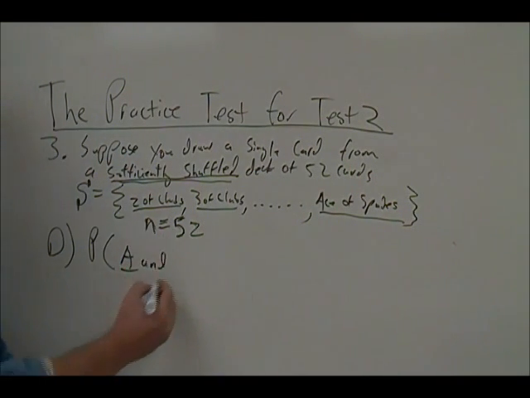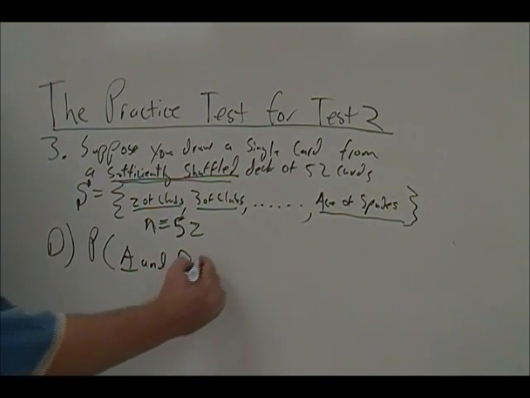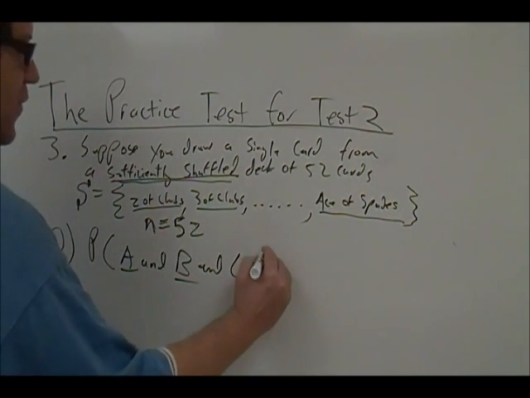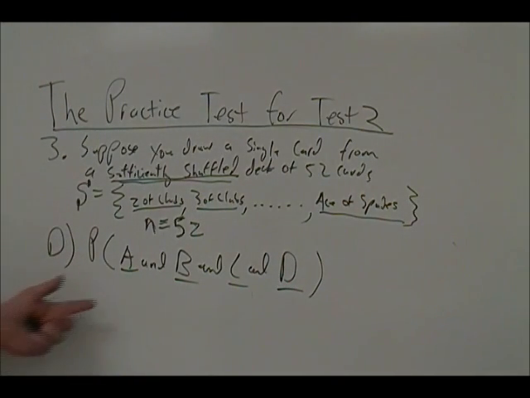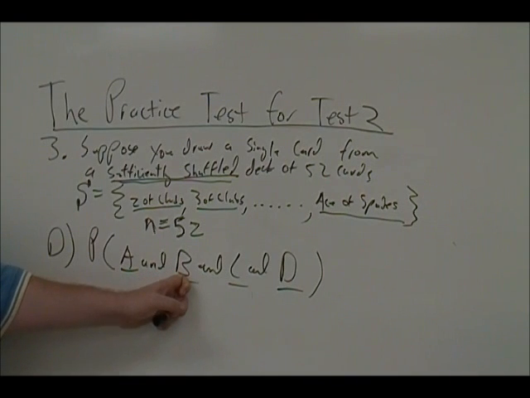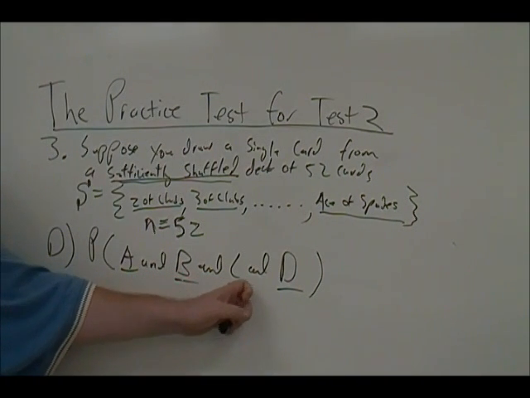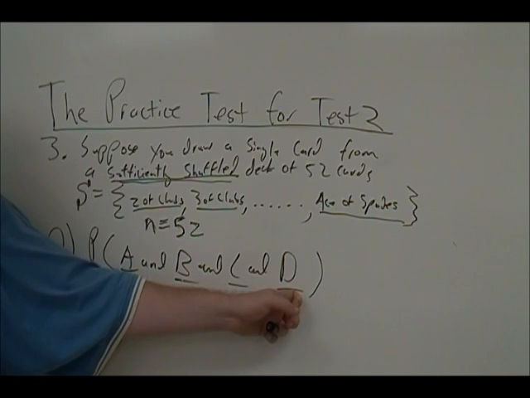And then what? The second event for the second draw also has to be an ace. So if you write this in the notation for Formula 1E, which is the multiplication rule for n independent trials, you would get the probability that you would draw an ace on the first draw, and then you would draw an ace on the second draw, and then you would have to draw an ace on the third draw, and then finally you'd have to get an ace on the fourth draw.